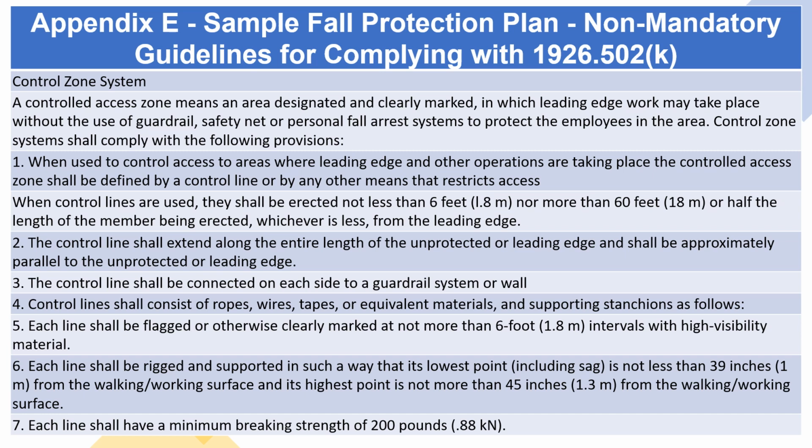5. Each line shall be flagged or otherwise clearly marked at not more than 6 foot, 1.8 m intervals with high visibility material. 6. Each line shall be rigged and supported in such a way that its lowest point, including sag, is not less than 39 inches, 1 meter from the walking/working surface, and its highest point is not more than 45 inches, 1.3 meters from the walking/working surface. 7. Each line shall have a minimum breaking strength of 200 pounds, 0.88 kN.